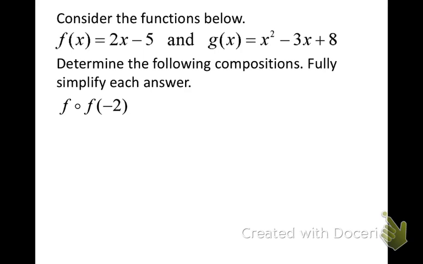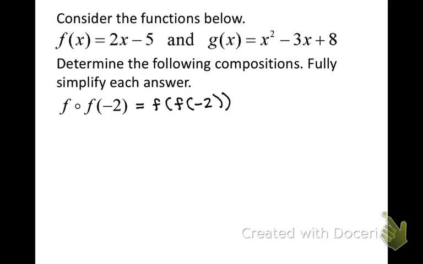All right, still sticking with the same f of x and g of x, but this time they're asking me for f of f of negative 2. Now, notice that in this case, they don't ask me anything about g of x. I am using just the function f of x. So, starting from the inside, I'm going to plug negative 2 into f of x. And then that result, I'm going to plug into f of x again.